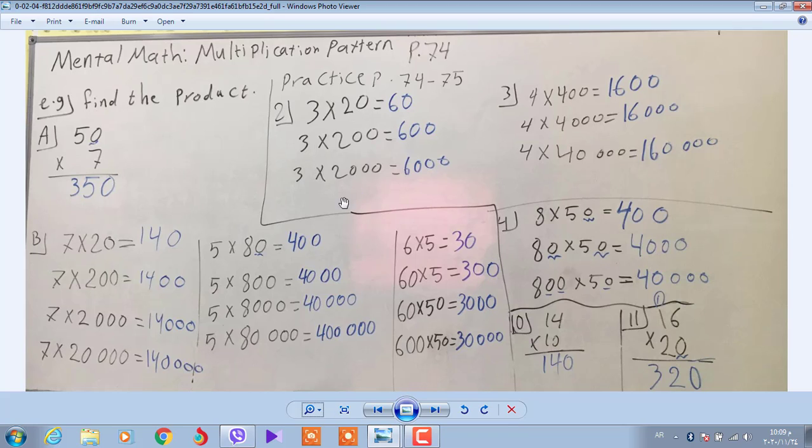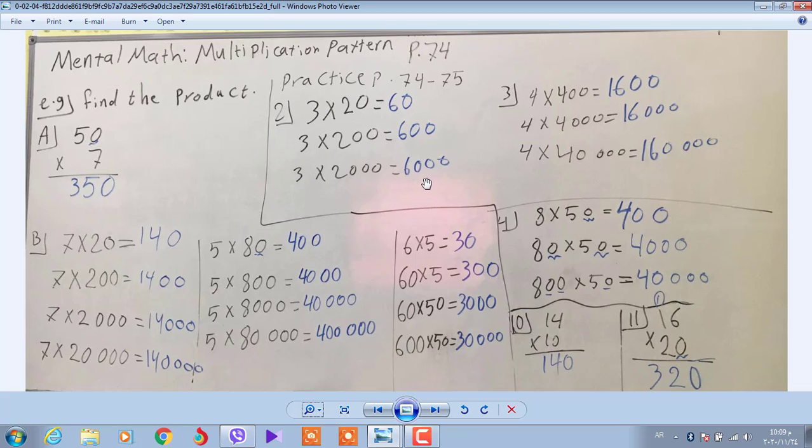Okay, now we are going to solve the practice at pages 74 and 75. At page 74, we have practice 2, 3, and 4. For example, we have 3 multiplied by 20 equals what? Equals 60. 3 multiplied by 2 equals 6. We have 1 zero, we write down 0. And 3 multiplied by 200 equals what? Equals 600 students. Because 3 multiplied by 2 equals 6, we have 2 zeros in the answer.